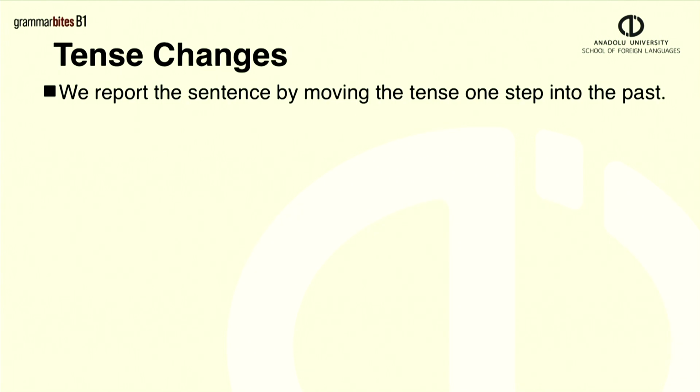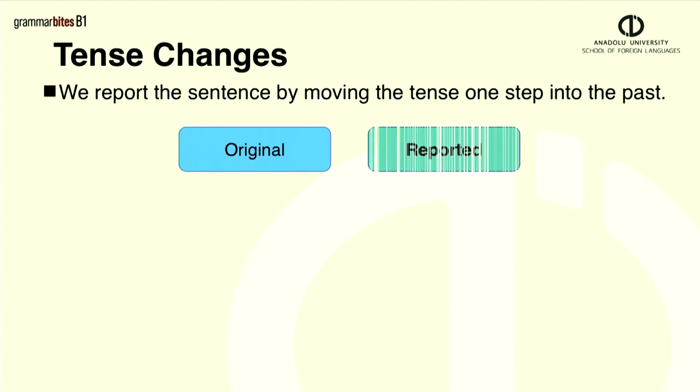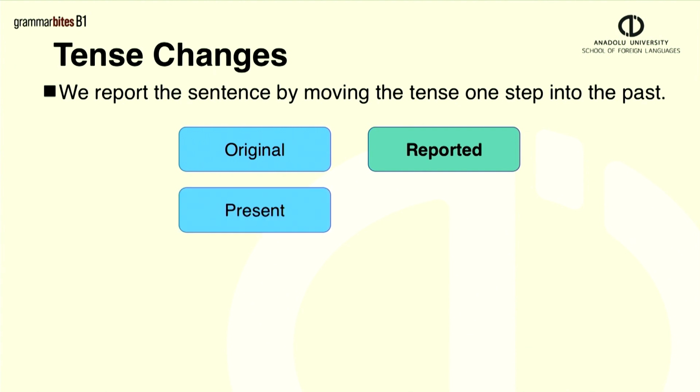As we saw with the previous example, when we report the sentence, we move the tense one step into the past. Here are the tenses and how they change from the original sentence to reported speech. Firstly, present tenses, that is, the present simple and present continuous, go into the past. So present simple becomes past simple. Present continuous becomes past continuous.